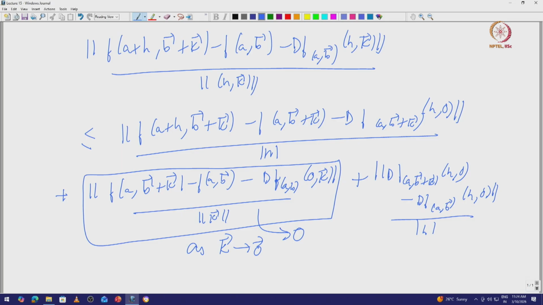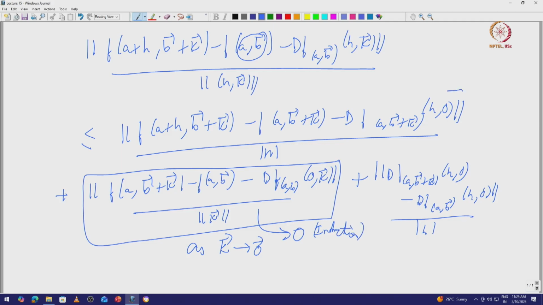In fact, by the way, our theorem stated something a little stronger. We said if the function is C1 on a neighborhood, then it's differentiable on that neighborhood, right? Whereas we seem to be only considering differentiability at the point A comma B, but this A comma B point is arbitrary. There's nothing special about it, so the same argument would apply, right? But anyway, so this goes to 0 by the induction hypothesis.